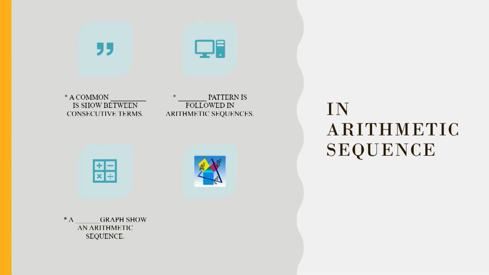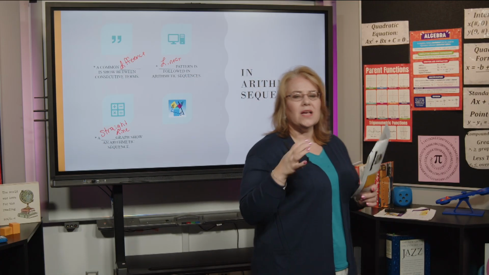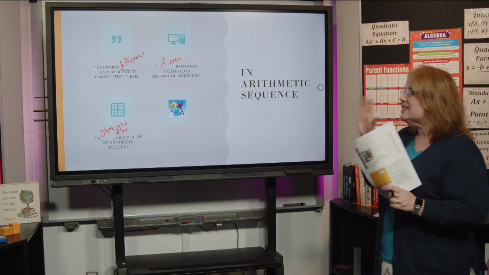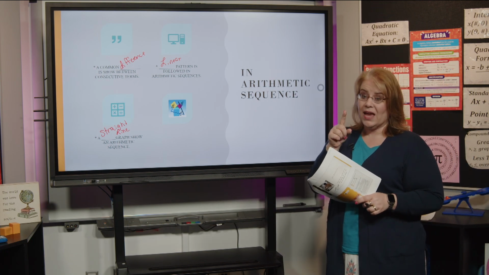All right, so for our arithmetic sequence, we had a common what with it? We had a common difference. And then we said we had a blank pattern is followed in these arithmetic sequences. We have a linear pattern. And it says a blank graph shows an arithmetic sequence, and that's going to be a straight line. So we have all these different characteristics of these sequences that we've got to make sure that we're understanding and remembering.